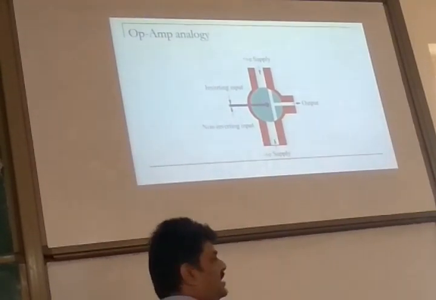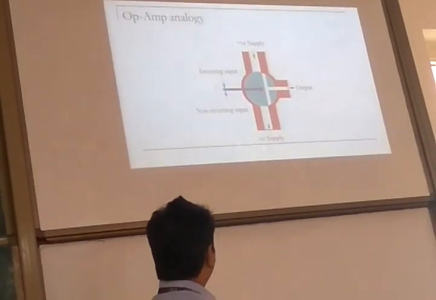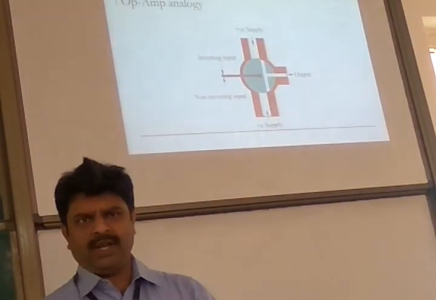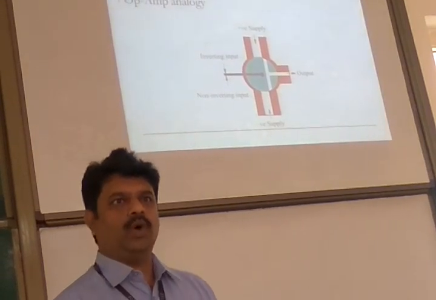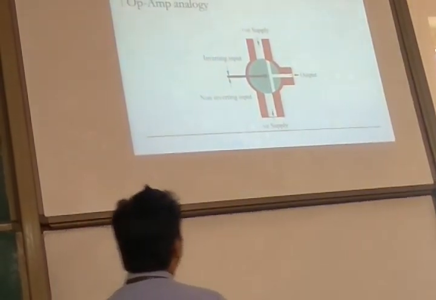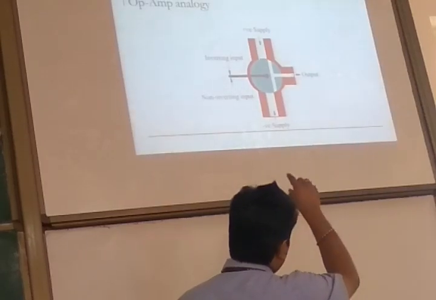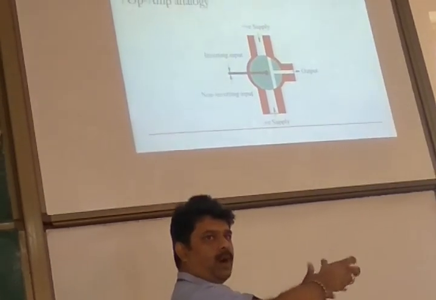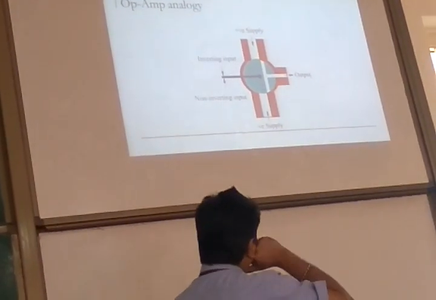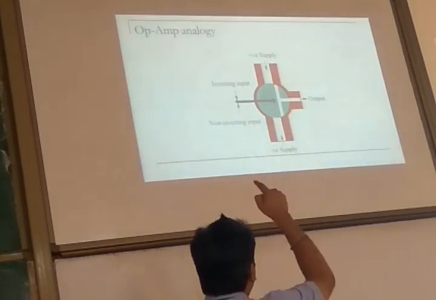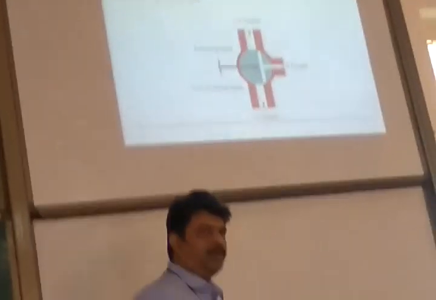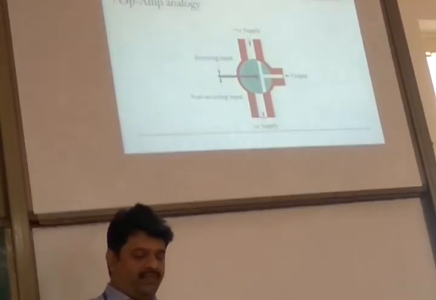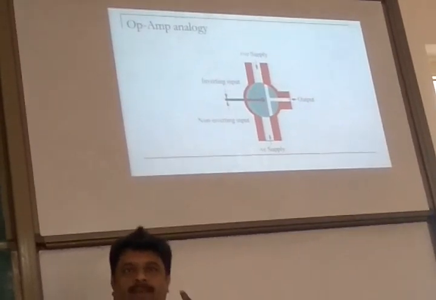The positive power supply means high pressure air is coming. Negative power supply means what? A vacuum. Pressure below atmospheric pressure is there in the tank, so the negative supply will come. Whatever is there in the light green color is connected to a lever that can be rotated, like a ball drum. The inverting input is the downward force. The non-inverting input is the upward force.